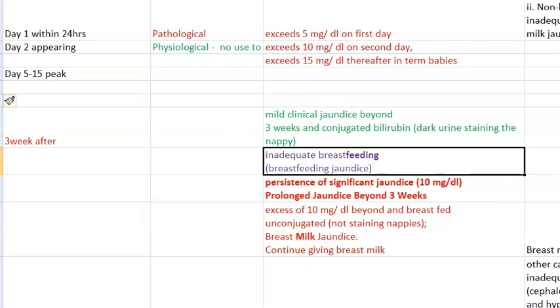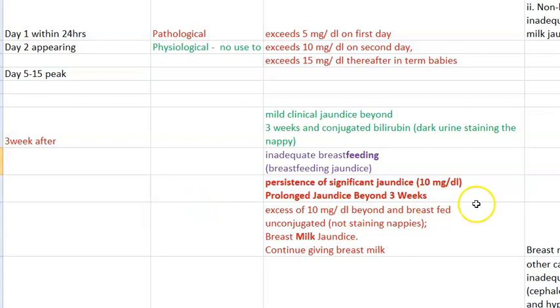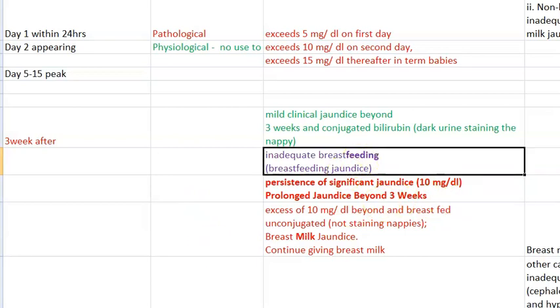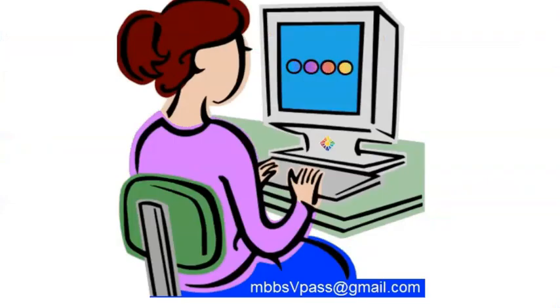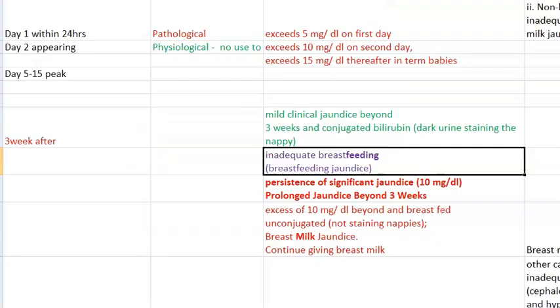See, breastfeeding jaundice does not mean it is because of breastfeeding. It is because of inadequate breastfeeding. Then you'll have to ask the mother to give breast milk more to the baby. Okay, so what did you learn till now? In term babies especially, which are breastfed, a little jaundice can be there. Inadequate breastfeeding could be a cause. It is termed as breastfeeding jaundice. Ask the mother to breastfeed more.